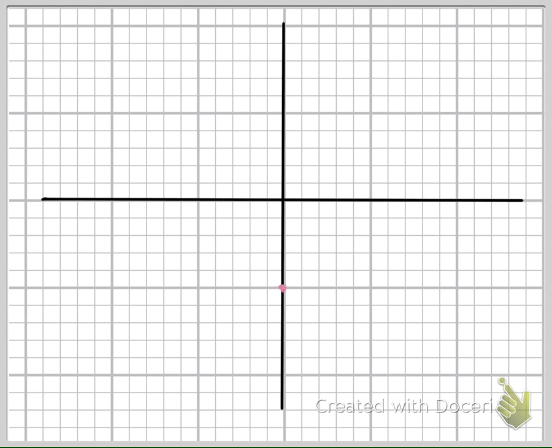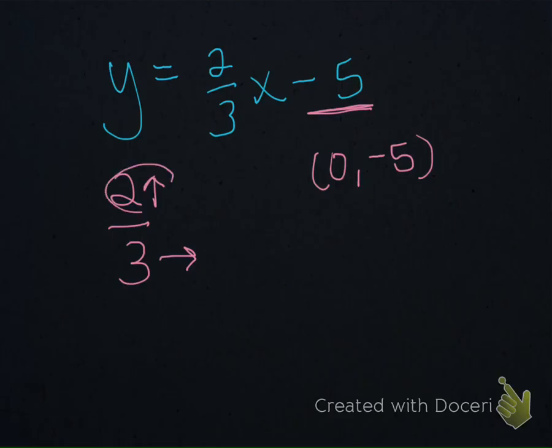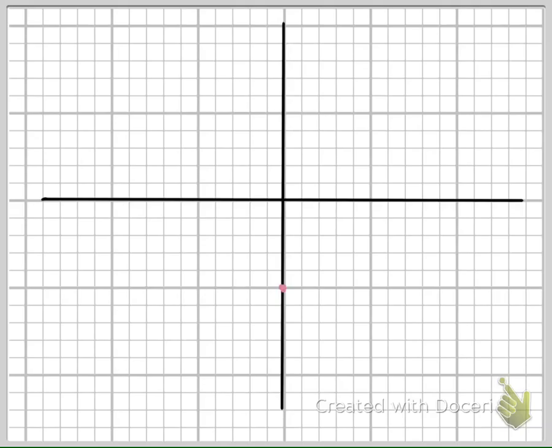And then from that point, remember my rise is 2 and my run is 3, so I'm going to go up 2, right 3. So from that point, up 2, right 3 to make my new coordinate, and once again up 2, right 3 for my new coordinate, and just keep going until you basically run out of room. And then what you're going to do is reverse that process. So instead of going up 2, right 3, you're going to go down 2, left 3, until you get enough data points to make you feel like you can draw a line between all of them.